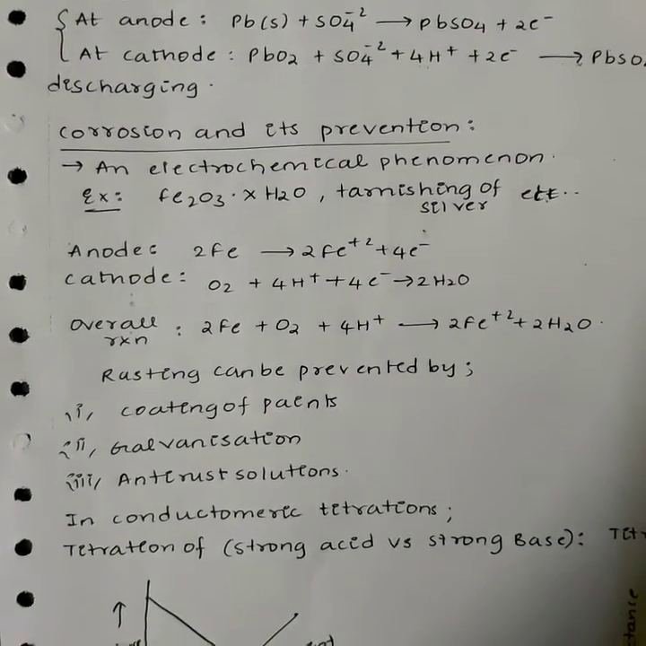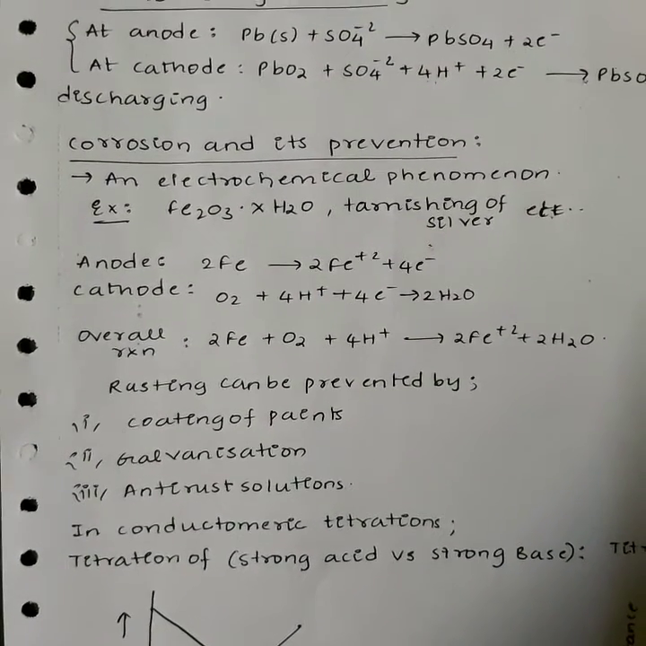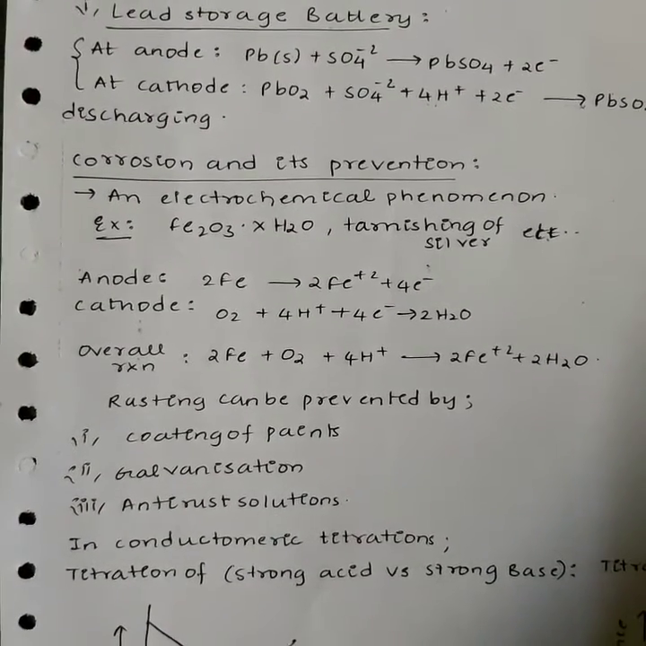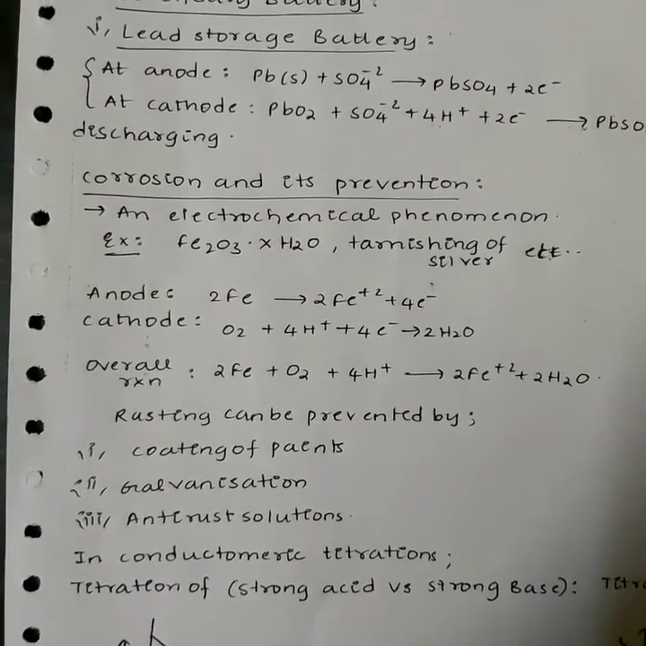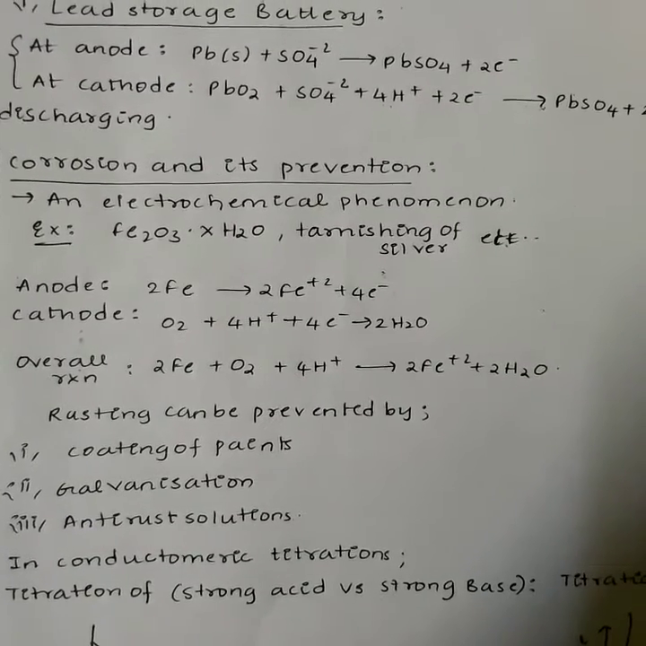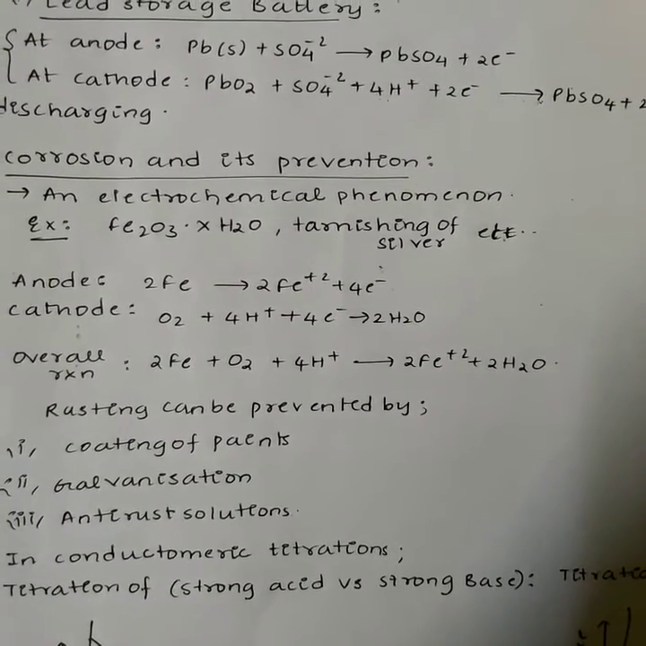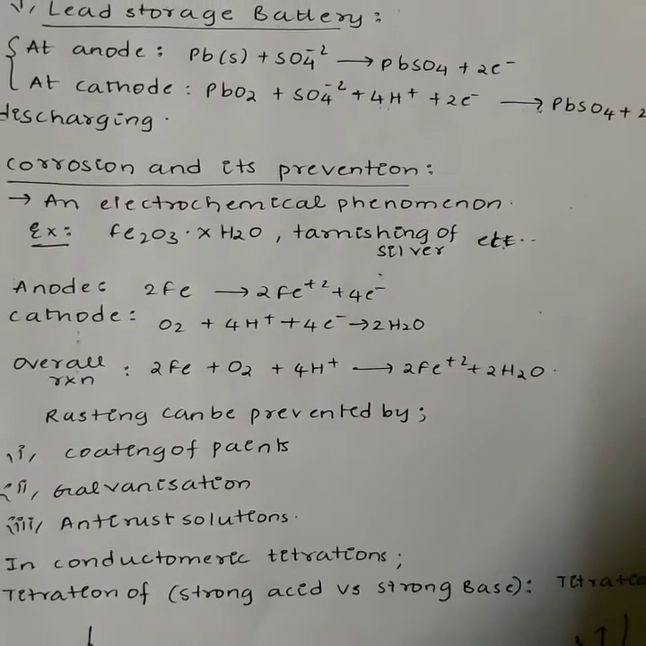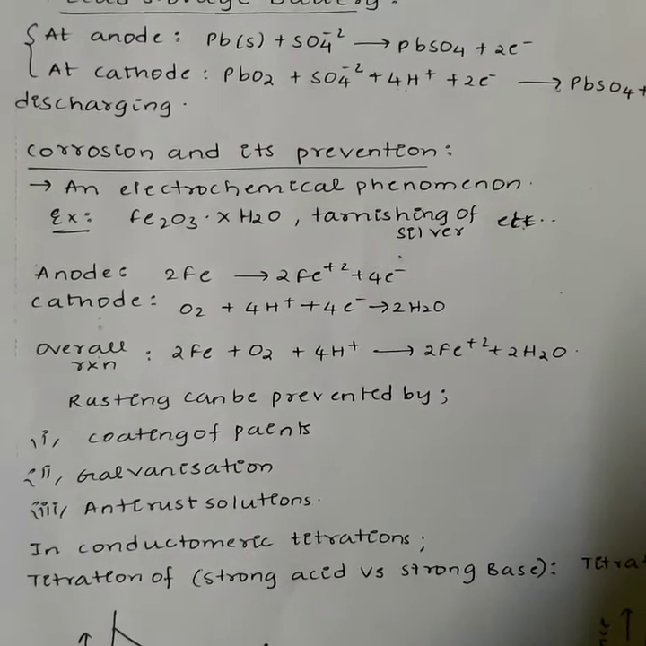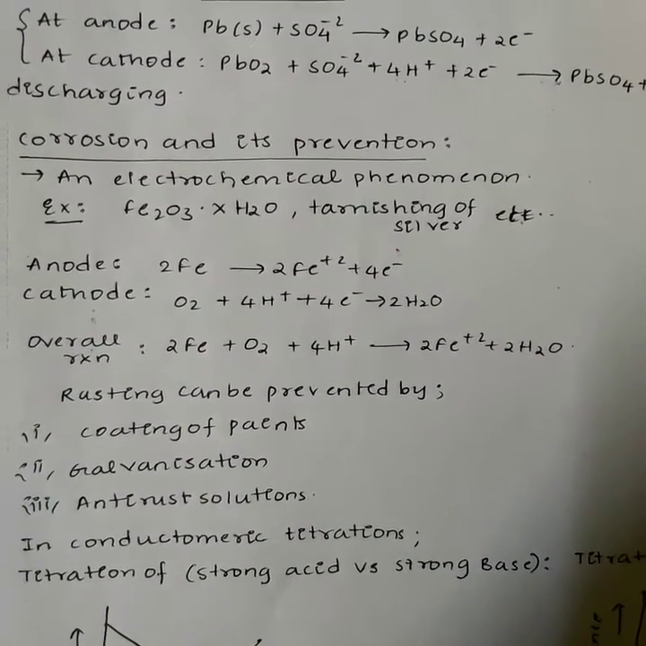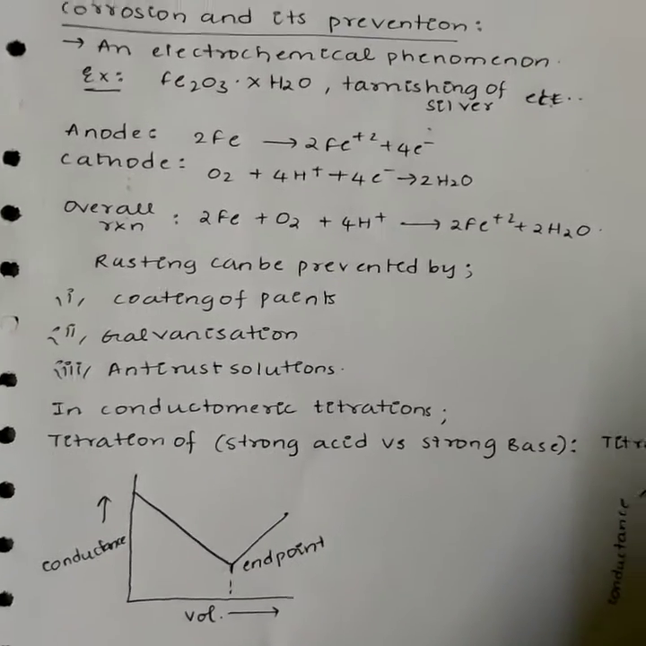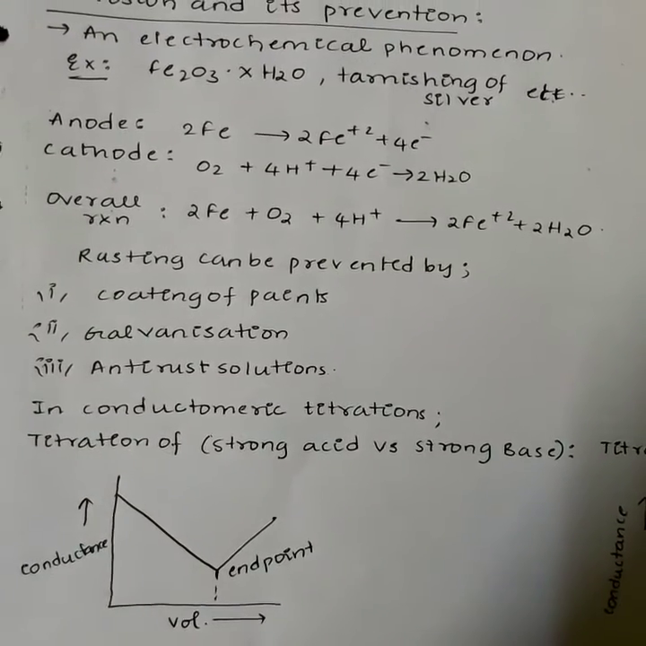Corrosion and its prevention. Corrosion is basically an electrochemical phenomenon. A metal is oxidized by the loss of electrons to oxygen and forms metal oxide. For example, the conversion of iron to rust, that is Fe2O3.xH2O, tarnishing of silver due to the formation of Ag2S, etc. Corrosion of iron, known as rusting, occurs in the presence of water and oxygen. At anode, the iron gets oxidized, and at cathode, the rusting of iron can be prevented by the following methods.